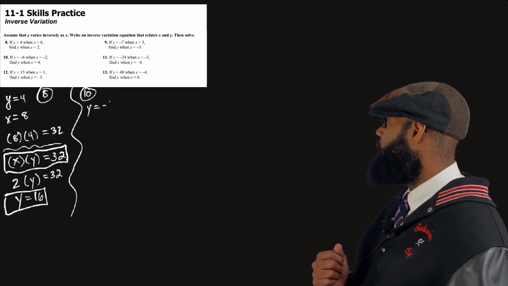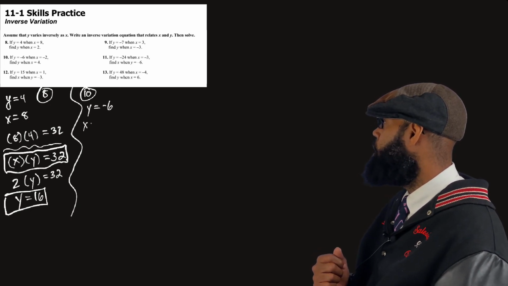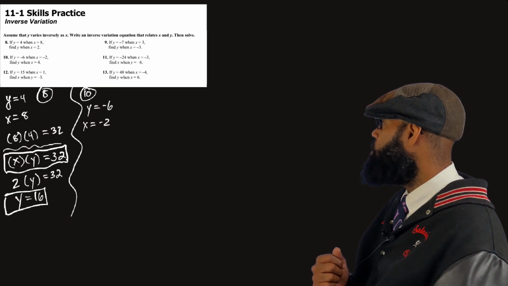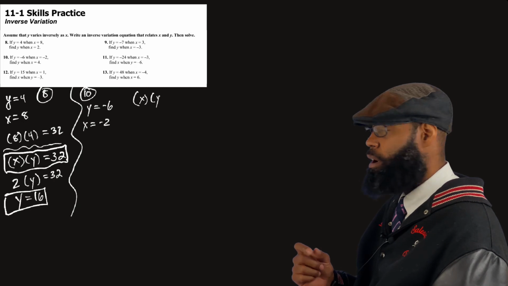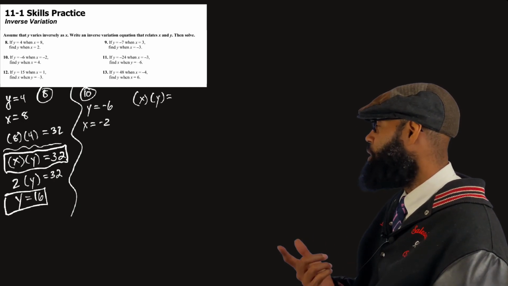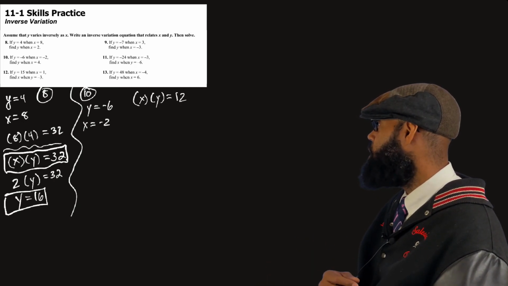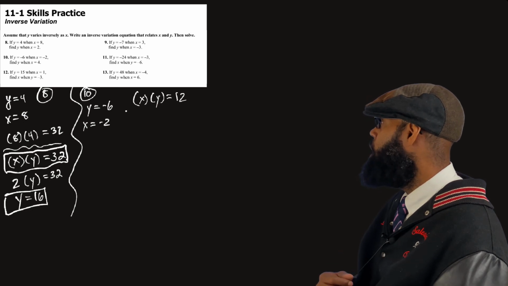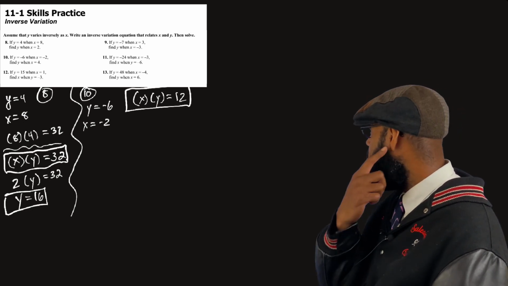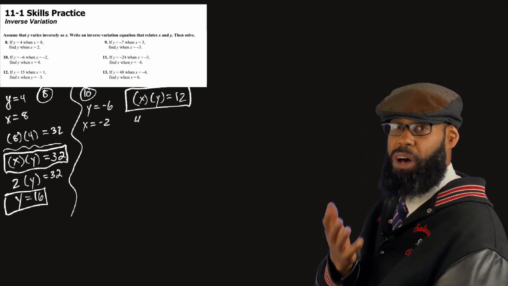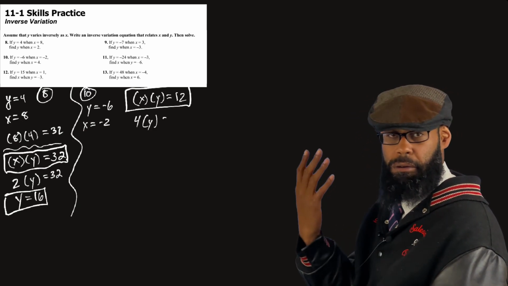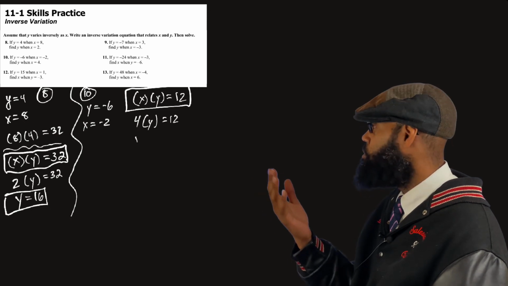If y is equal to -6 when x is equal to -2. You hear me say when x is equal to -2, right? Because if x is positive 2, y would be something else. We're gonna get xy is equal to 12 because negative 6 times negative 2 is positive 12, and therefore inverse variation. We got it.